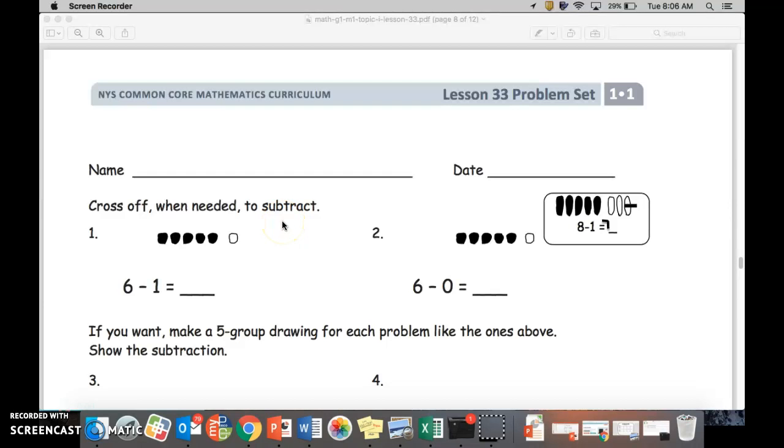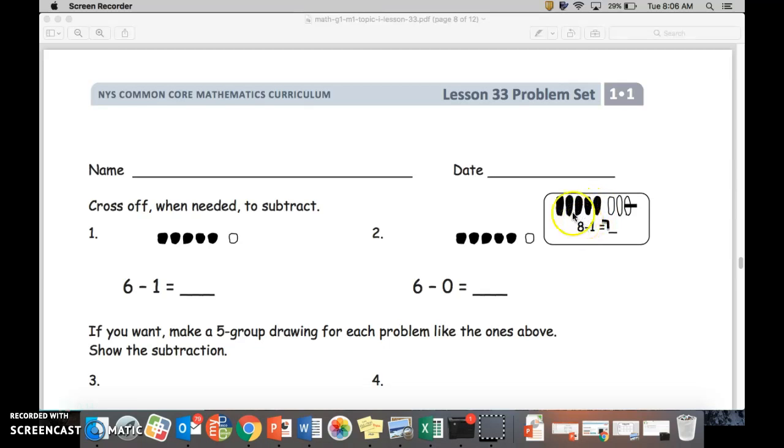Okay, your directions for lesson 33 problem set. Remember to put your name on it. And then here's your example. The directions say cross off when needed to subtract. So they gave you the picture.